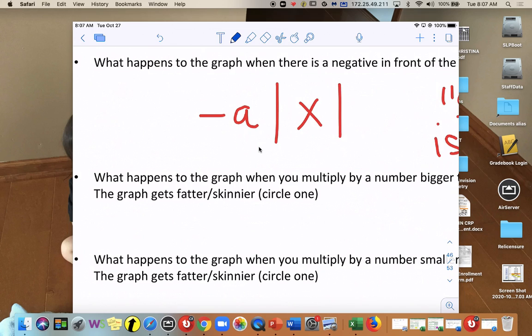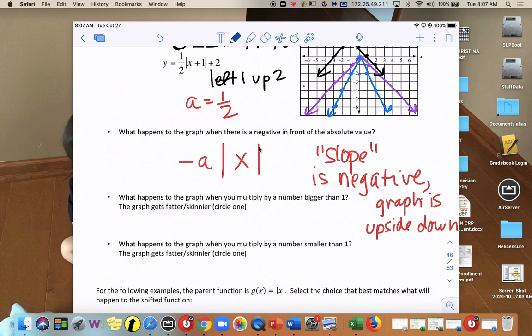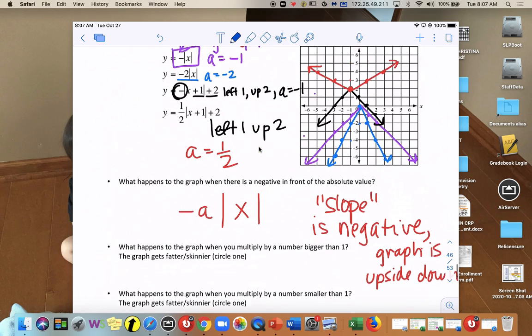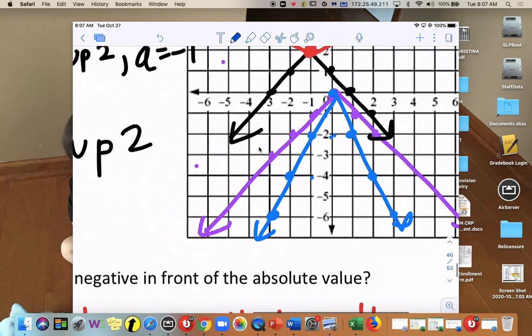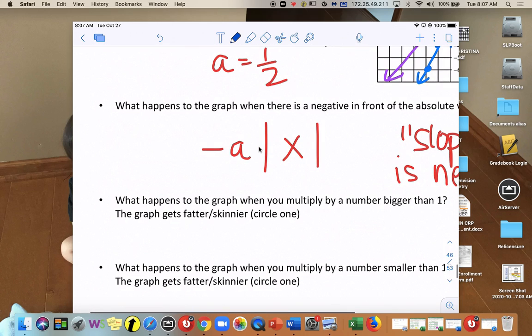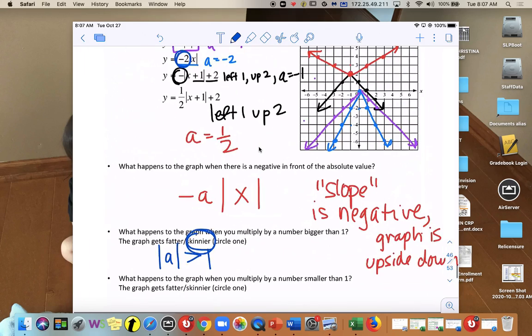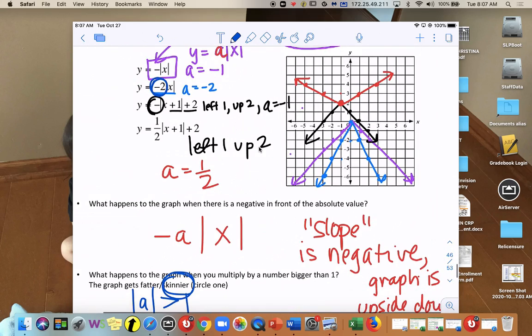If it's bigger than 1, then, let's see, here the absolute value of this is bigger than 1. So 2 is bigger than 1, and that is when our graph is skinnier. So this is like our slope. When the absolute value of A is bigger than 1, so -2 is smaller than 1, but if you look at the absolute value, it's bigger than 1, and this is going to be skinnier. So like the blue graph is skinnier than the original function.